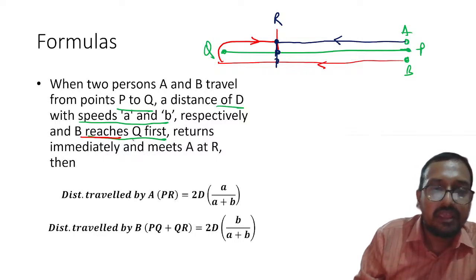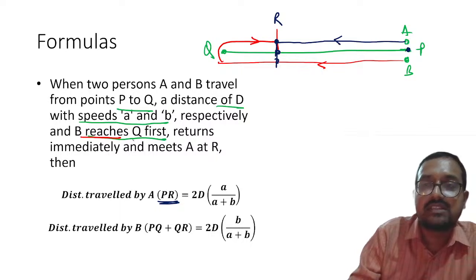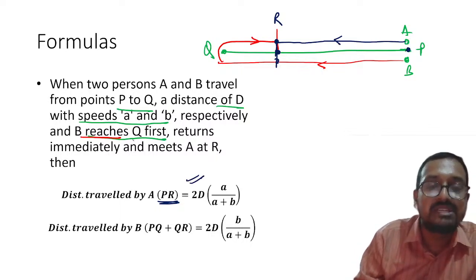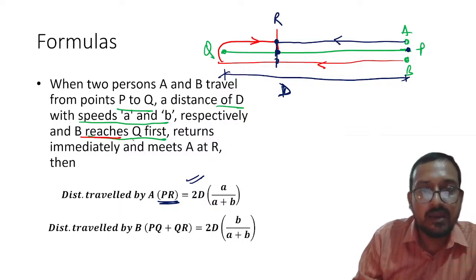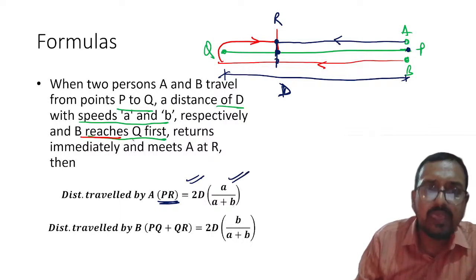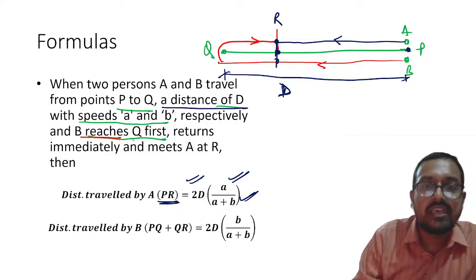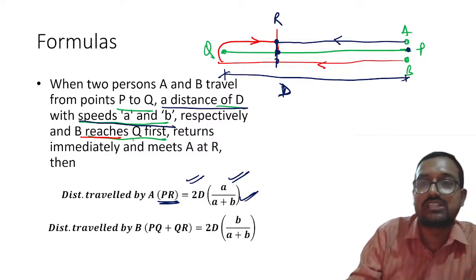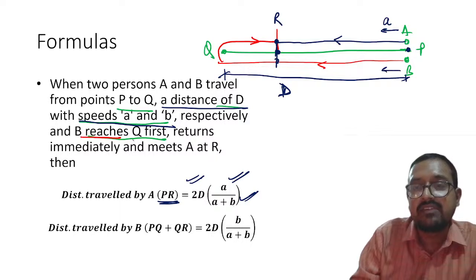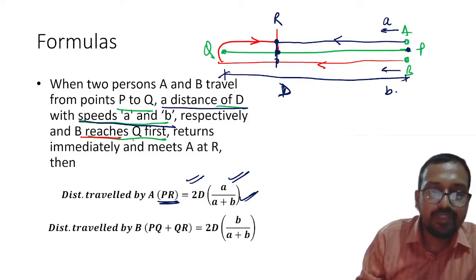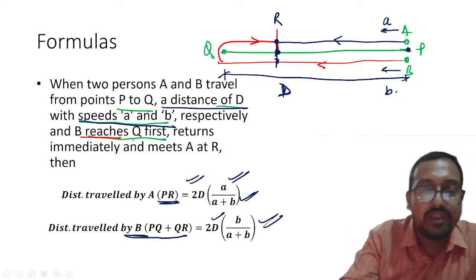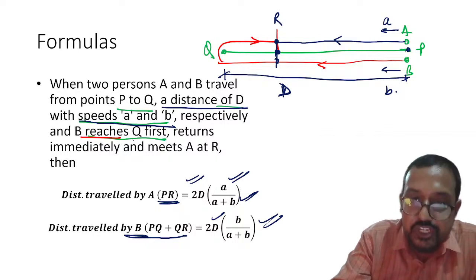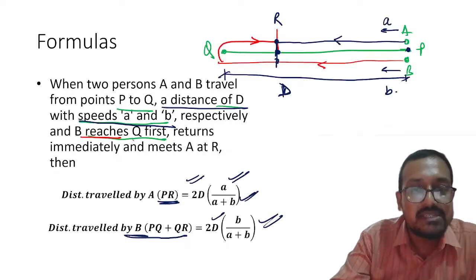And please remember, PR means this distance, that is traveled by A, will be equal to 2D multiplied by A upon A plus B, where D is this complete distance. Understood this thing? A distance of D with speed of A and B. So let us say this one is running with speed A, he is running with speed B, understood. At the same time, distance traveled by B will be equal to 2D multiplied by B upon A plus B. So please remember that will be nothing but the ratio of speeds. Clear? Please remember this formula.